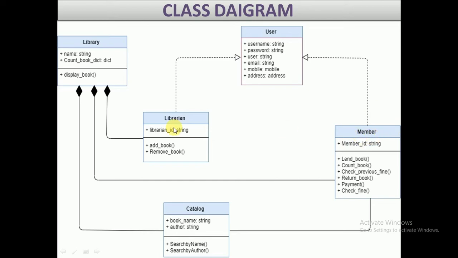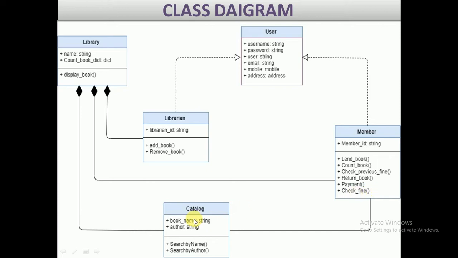And next one is member. This is the same as librarian. It also uses all attributes of user, as well as having its own attribute, member ID, and some functionality like lend. Member can issue any book and count books, like how many books are issued by the member, check pending fine, check the member's record, and return book. Member can return a book, choose payment mode, and check fine.